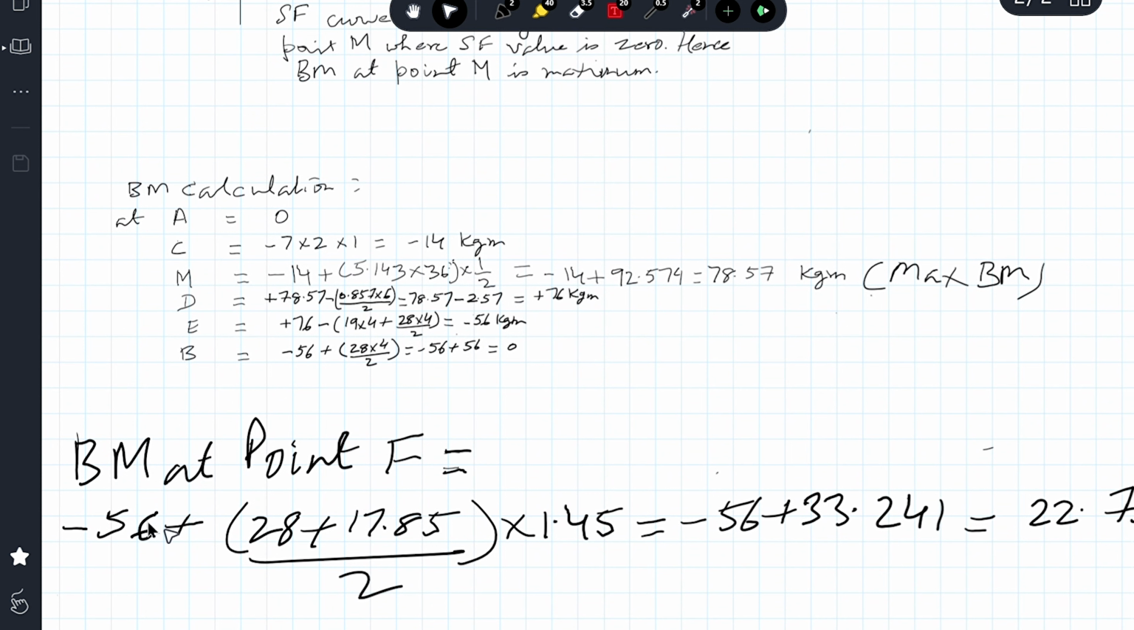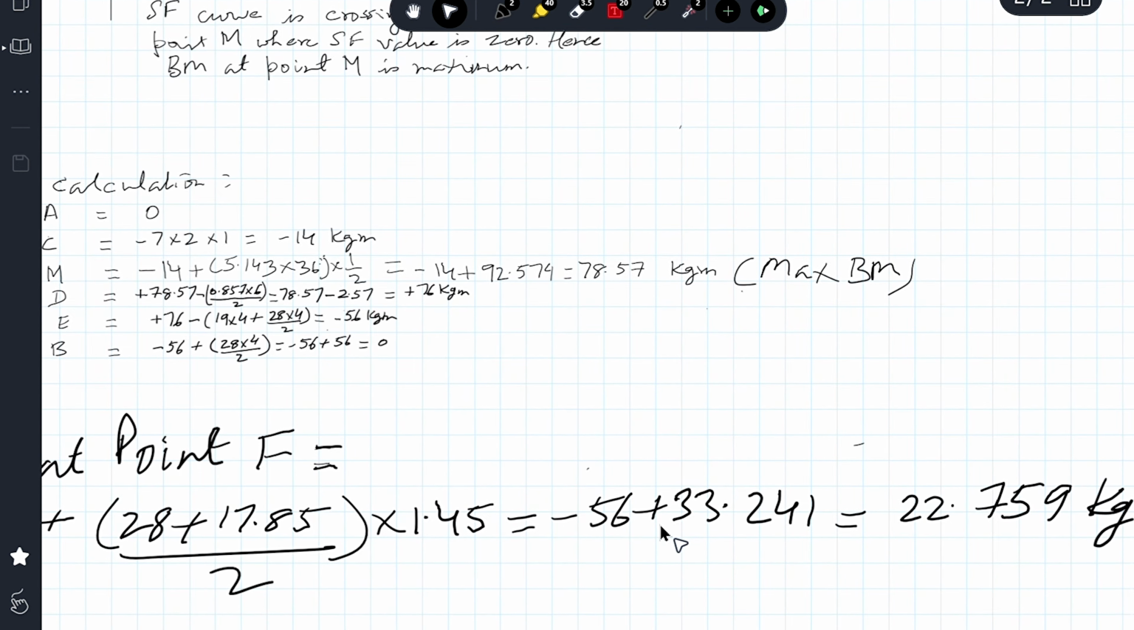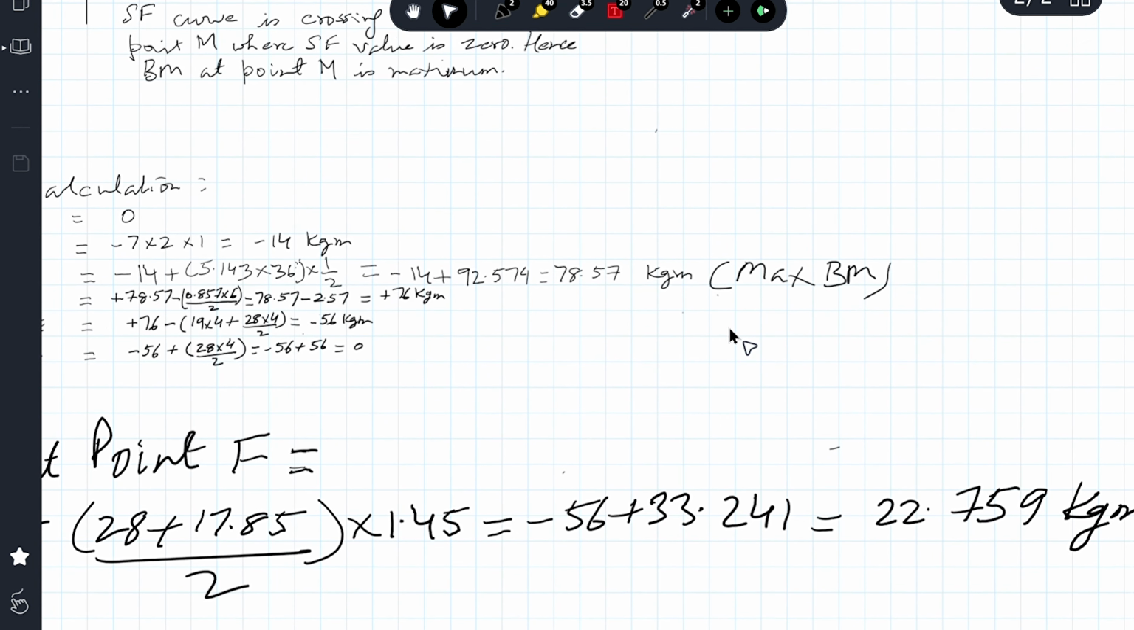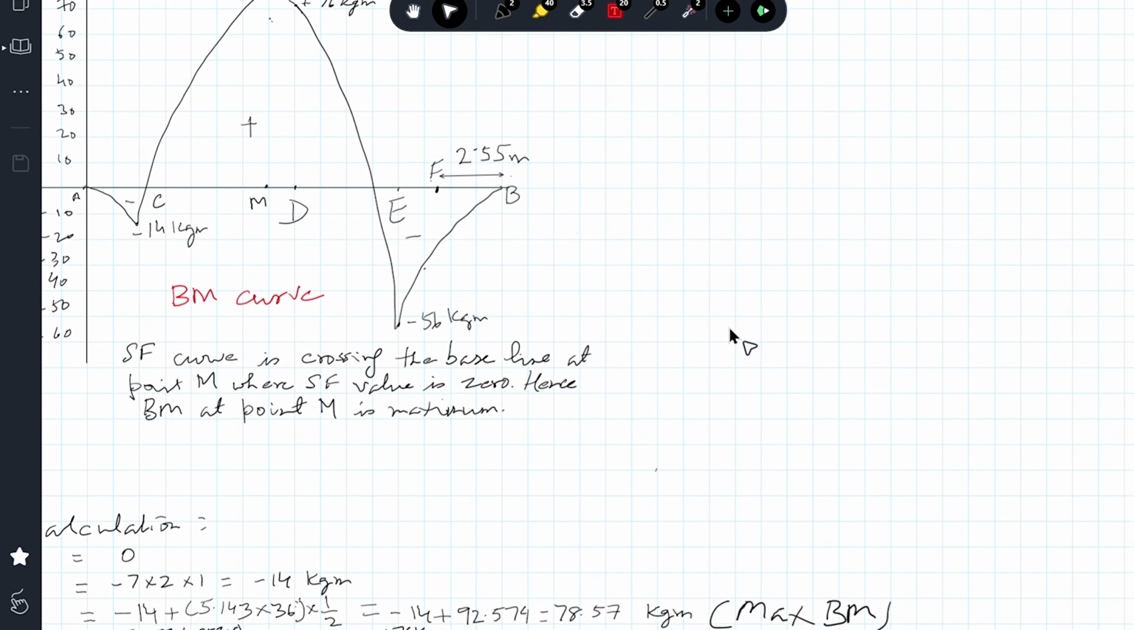The BM value at E was minus 56. We got that at E here, minus 56 plus the area of the trapezium: parallel sides 28 plus 17.85 divided by 2, and the height 1.45. So it comes out to 22.759 kg meter. Since we have done this question with all points to the left, we continued.